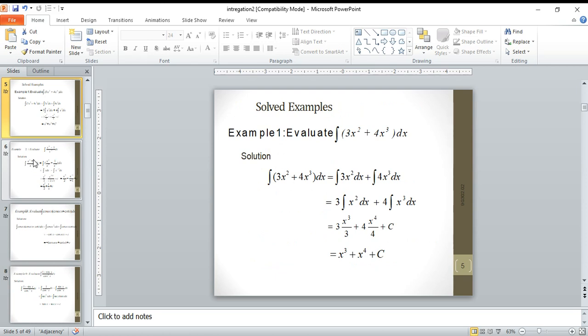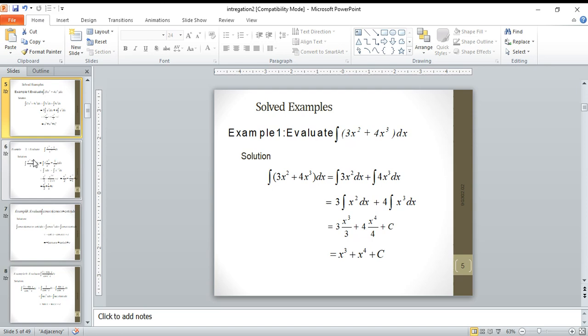Simple examples. Example 1, evaluate integration 3x square plus 4x cube dx. Solution. Integration 3x square plus 4x cube dx is equal to integration split into two parts, that is integration 3x square dx plus integration 4x cube dx. Take out the constants, which are common. So 3 into integration x square dx plus 4 into integration x cube dx.